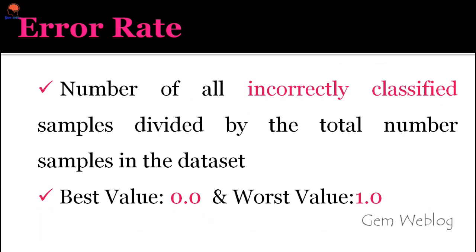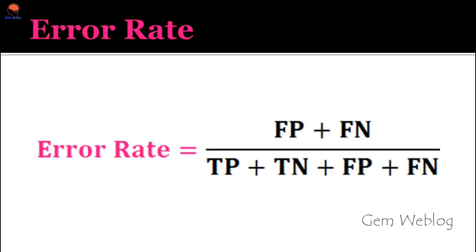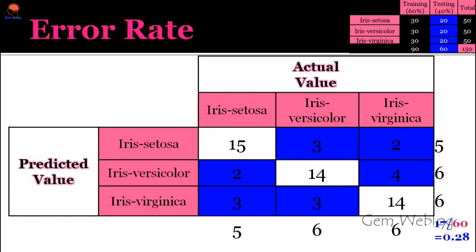What is meant by error rate? It represents the number of incorrectly classified samples divided by the total number of samples in the dataset. The best value of the error rate is 0 and the worst value is 1. The formula to calculate the error rate is false positive plus false negative divided by true positive plus true negative plus false positive plus false negative. Now we will look into how the error rate is calculated. Other than the diagonal values, all the values are considered for calculating the error rate.